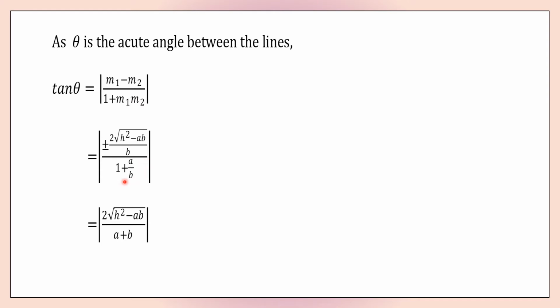Here is an addition of two terms. Suppose we take b as the LCM, then b plus a divided by b. Here b and b in the numerator and denominator cancel, and we get tan theta equals the mod of 2 root of h square minus ab divided by a plus b. That is the angle between the lines ax square plus 2hxy plus by square equal to 0.